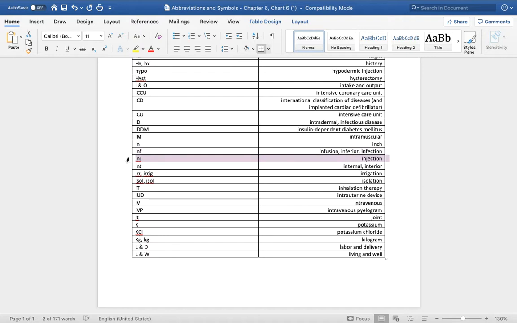Okay. INJ, this is for injection. So if you just have a regular injection to note, INJ. That one's pretty easy. It's right at the first three letters of the word.